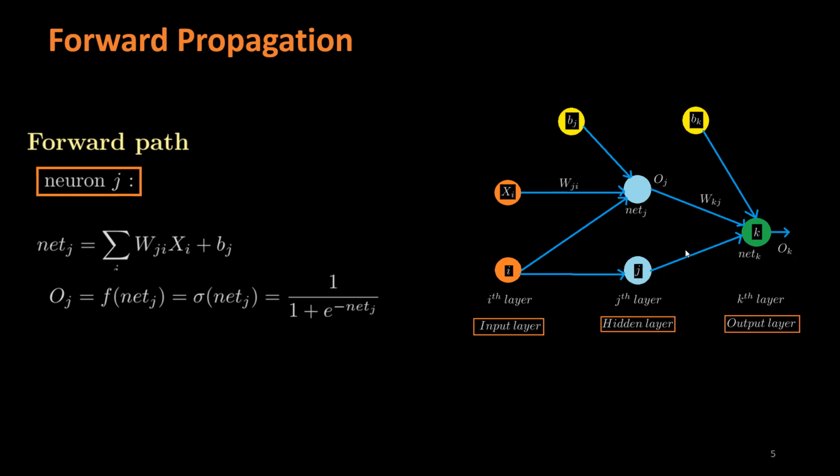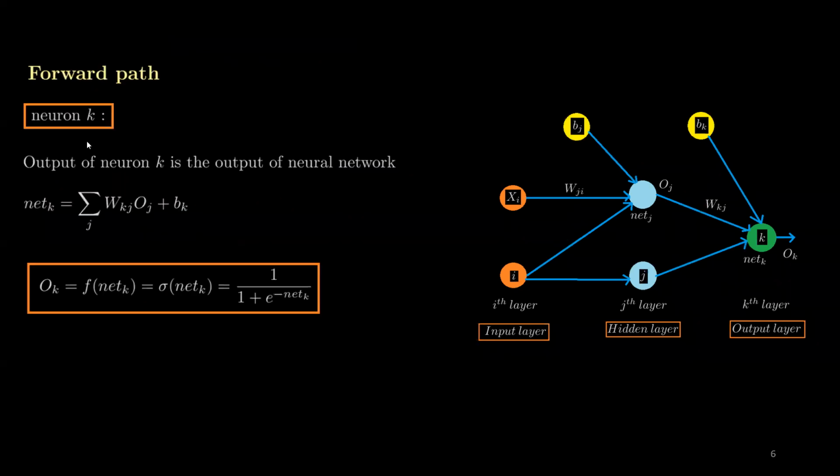Now the second step in the forward propagation is to move from the hidden layer to the output layer. Therefore, we are going to find the equation of the kth neuron. For neuron k, we first write the equation of net k, like we did with the jth neuron. Finally, we take the activation of net k in order to complete the equation of neuron k.